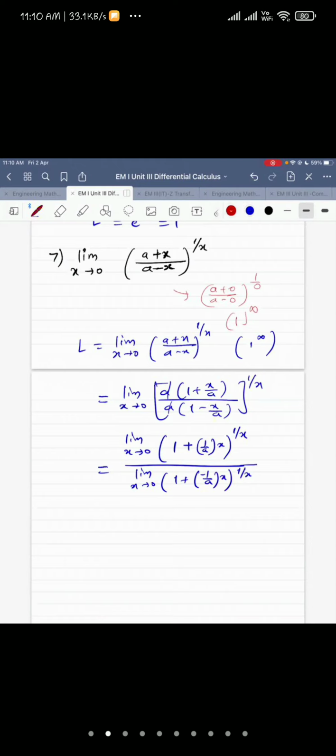Okay. Now you recall the formula. Which formula you have to recall? Limit x extending to 0, 1 plus x raised to 1 by x. What is the value of this limit, students? Tell me. What is value of this limit? Be quick. This is our last example. Yeah. This value is e.